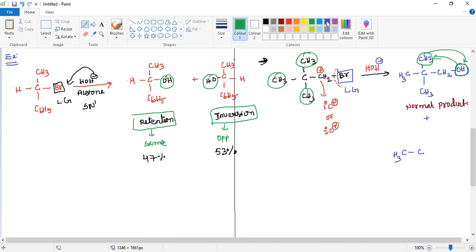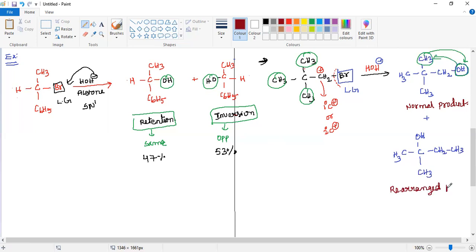Then how can we write? See, the OH nucleophile can attack over here, and here the CH2 is on the place of the OH nucleophile, again the CH3 is in that place, remaining is the CH3, same to same. So this type of product is known as what? The rearranged product. It is the rearranged product.